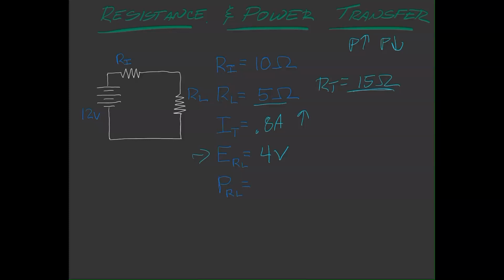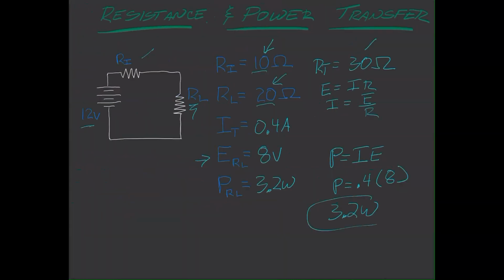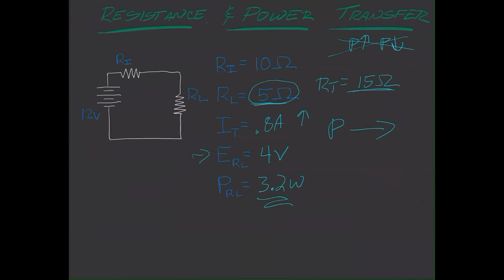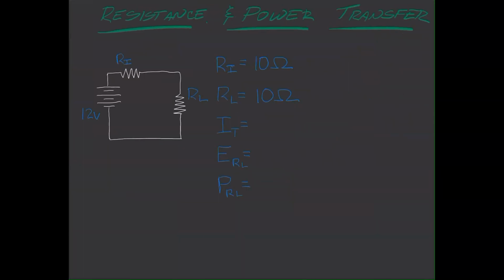All that makes sense. Let's look what happens to power now. 4 times 0.8 equals 3.2 watts. Power neither increased or decreased, it stayed the same. I decreased the resistor and power still didn't go up. That seems odd. Let's look at the third case.